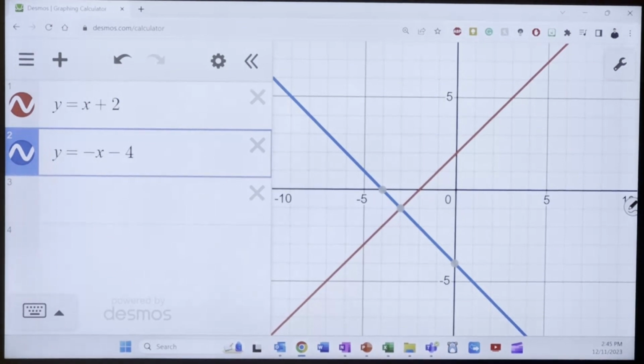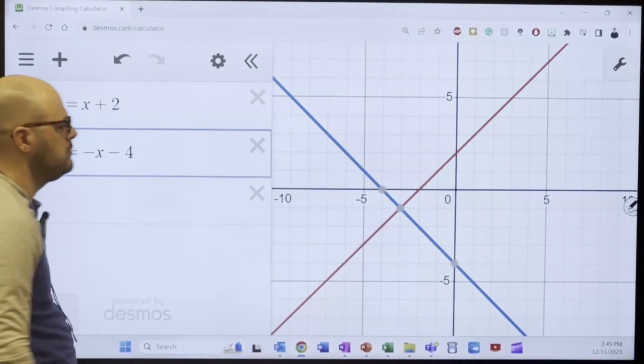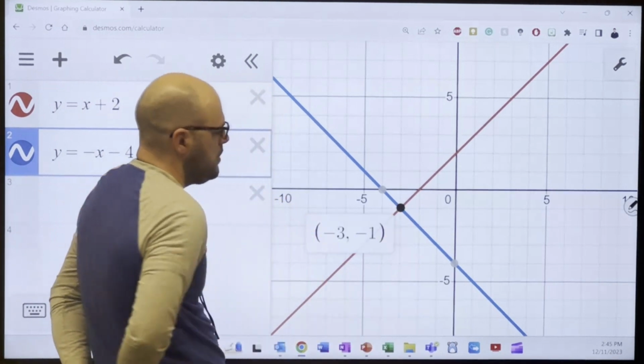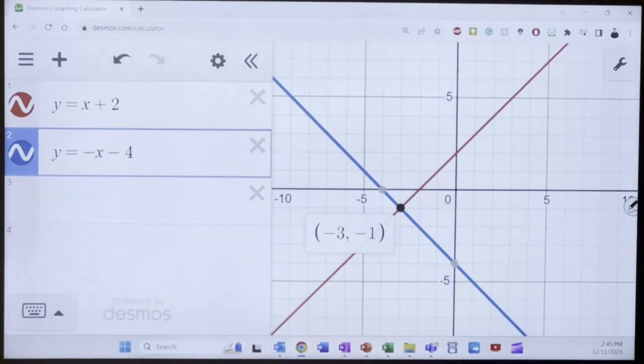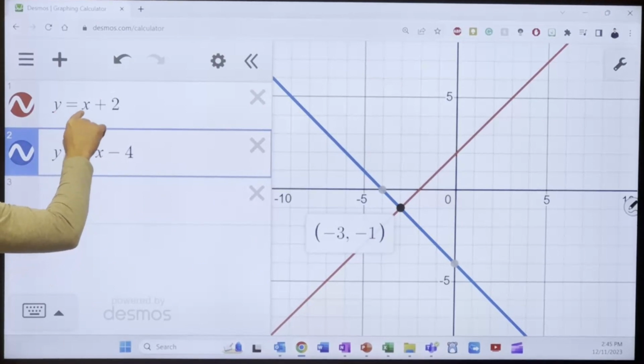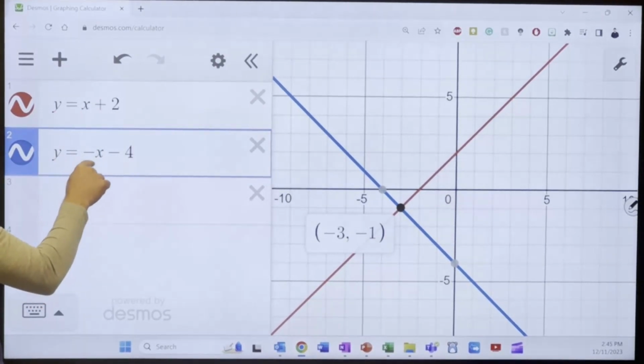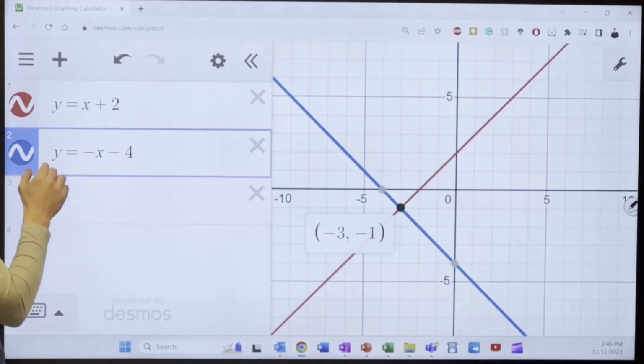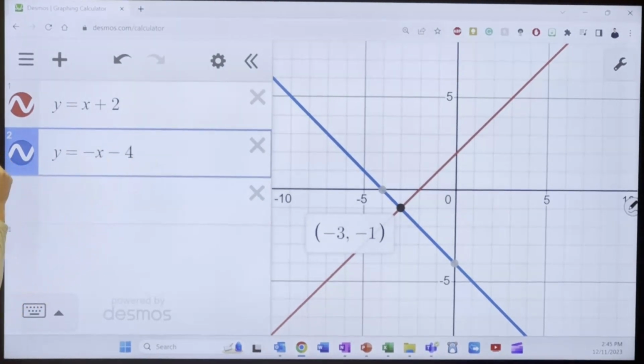Where's their point of intersection? Right in the center. Negative 3, negative 1. What's true about that point? That x and y value. It's true in both equations. Right. So if I put in negative 1, does that equal negative 3 plus 2? Yes. And negative 1, does that equal negative 3 minus 4? It would be positive 3 minus 4? Yeah. So it's a point that makes them both true.